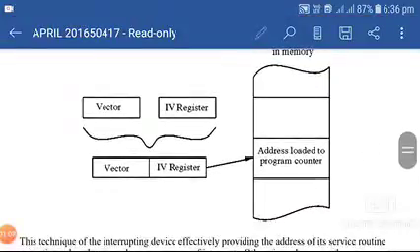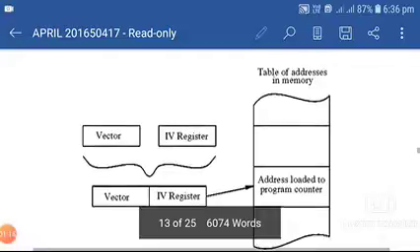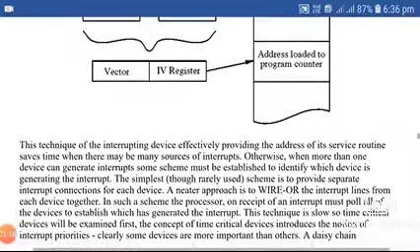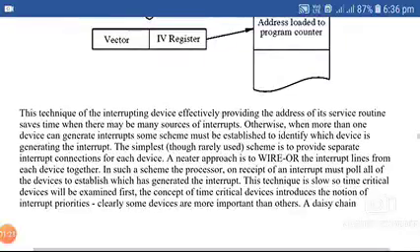So it consists of vector registers, a table of addresses in memory, with the address located by a pointer. This technique, where the interrupting device effectively provides the address of its service routine, saves time when there may be more sources of interrupts.